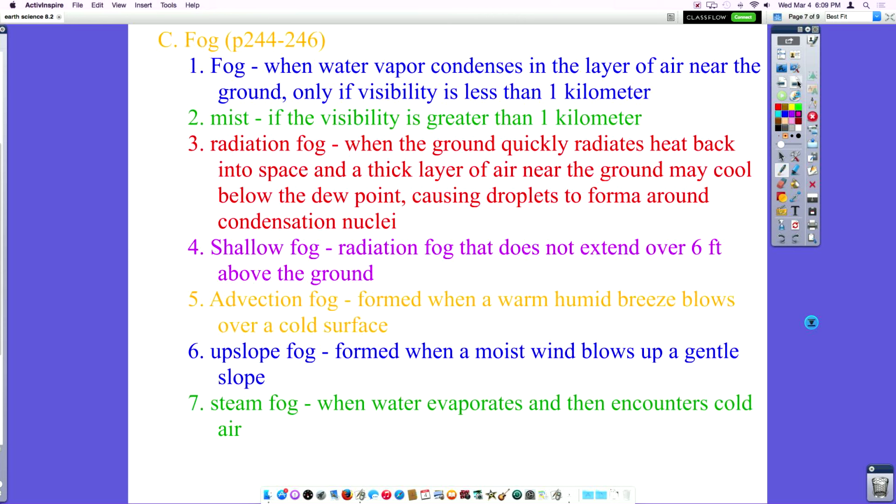Shallow fog is radiation fog that does not extend over 6 feet above the ground. So shallow fog is just really low lying. A tall person might actually be able to see over it.